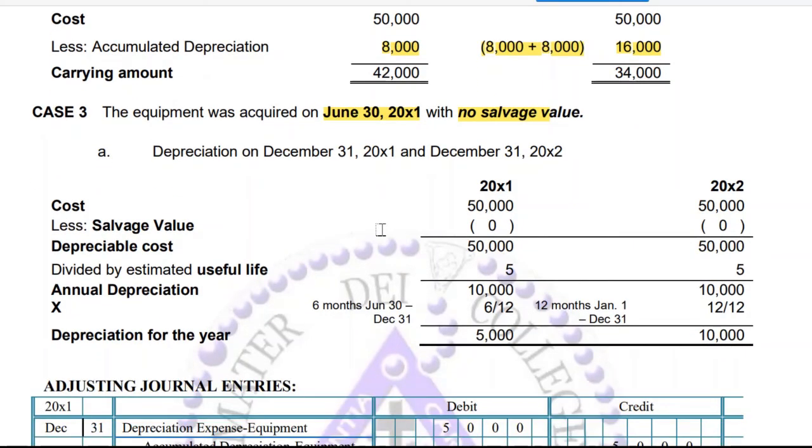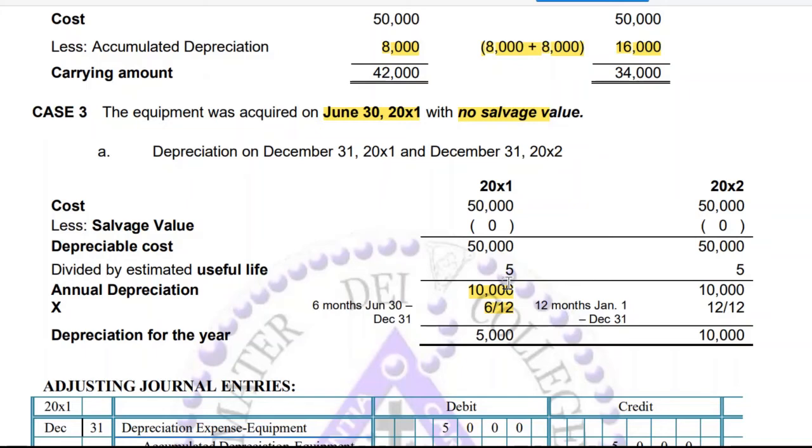So, how much is the depreciation for 20x1? So, no salvage value. So, 50 divided by 5. So, that's 10,000 per year. Kada tuig na siya. But since wala man nimo siya napalit at start of the year, so dili 12 months ang nagamit for 20x1. So pila naman? So it's June 30. So technically adto na sa July, August, September, October, November, December. So that's 6 months. So that's why it's 6 over 12. So fraction of a whole year depreciation.